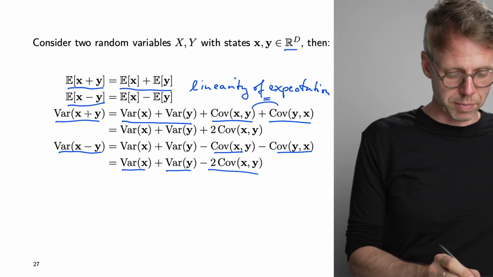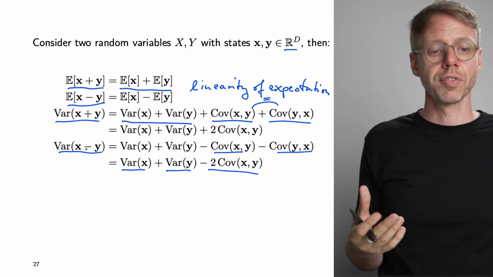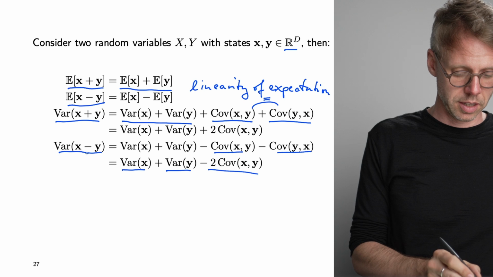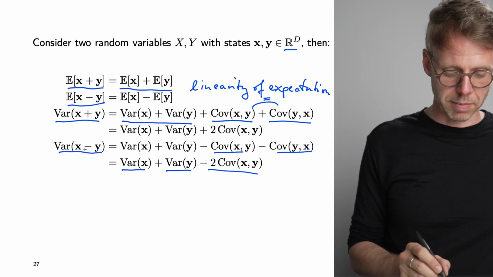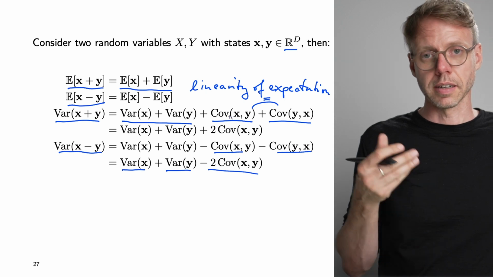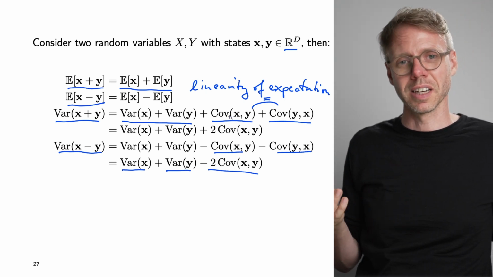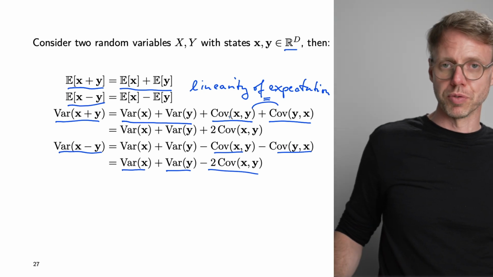And to get from here to here uses the bilinearity of the covariance, namely the covariance of x and minus y is equal to minus the covariance of x and y, as we have proved before.